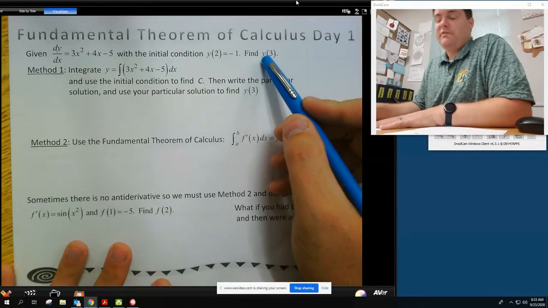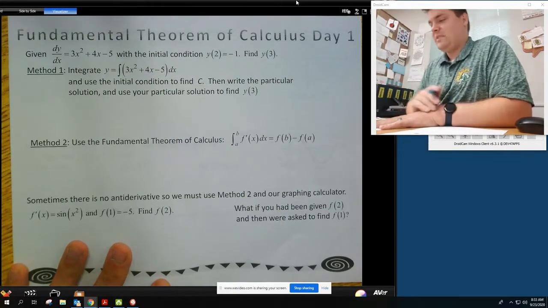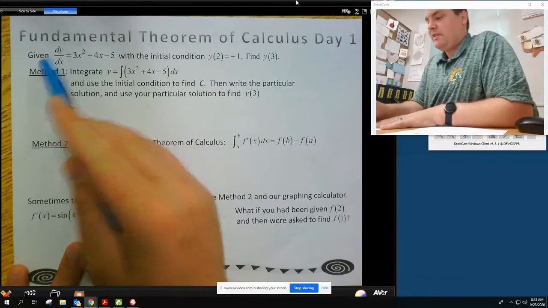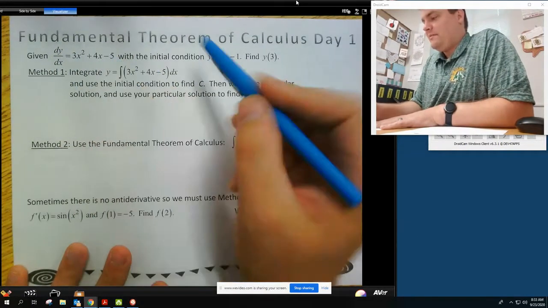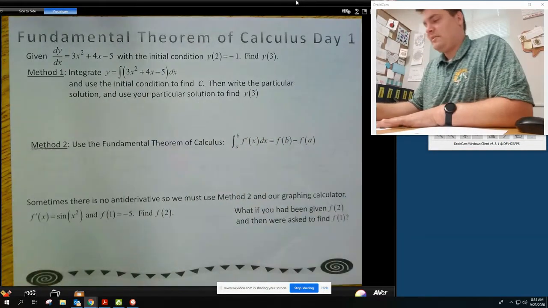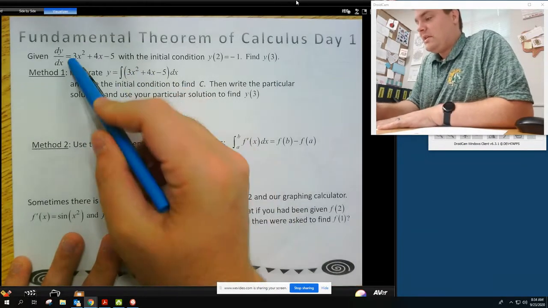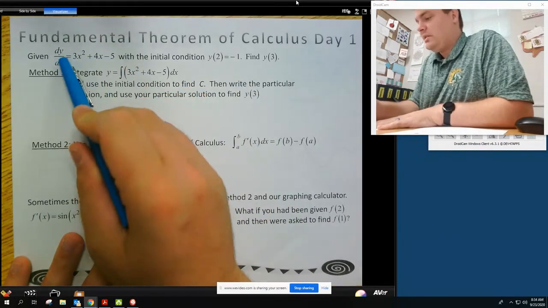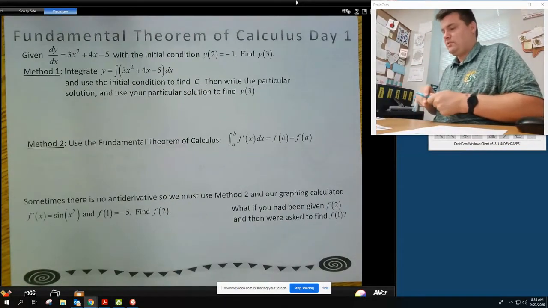We're going to first solve it without the Fundamental Theorem of Calculus, and then we will solve it with it. If we're given the derivative, which is 3x squared plus 4x minus 5, with the initial condition of y of 2 is equal to -1, let's find y of 3. The method we could do is integrate this to get our original function, find c, and then use that value to find y of 3. So I'm going to go ahead and do that for you.